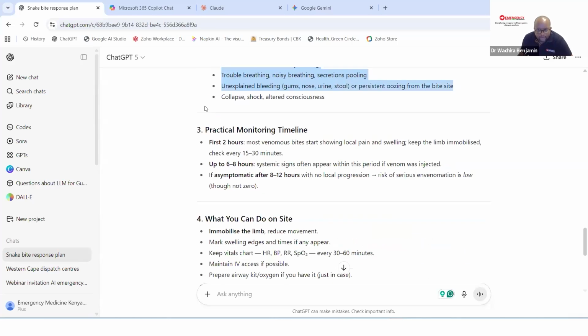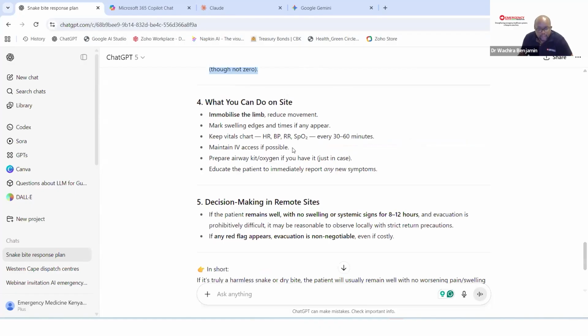So, practical monitoring. For the first 2 hours, monitor local pain and swelling, keep the limb immobilized, and check often. Systemic signs often appear within this period if venom is injected. So at least I can watch for 2 hours. If asymptomatic after 8 to 12 hours with no progression, that's good.